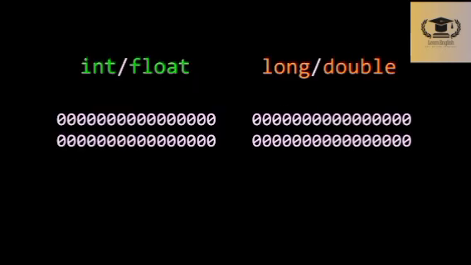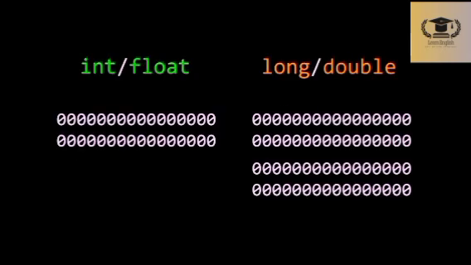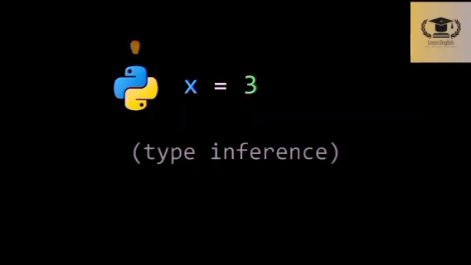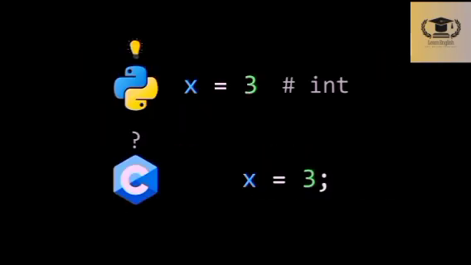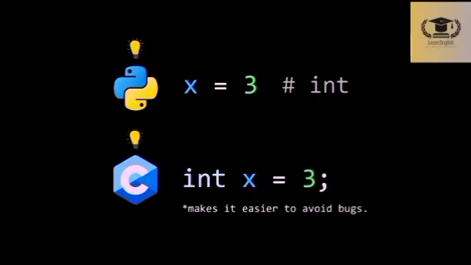If these are not enough, long and double use twice the amount of memory to double the range of ints and floats. Some languages like Python automatically figure out which type a variable is, but in a language like C, you have to explicitly declare the type of a variable.